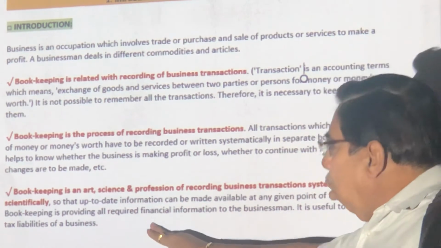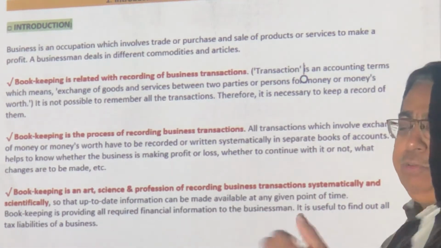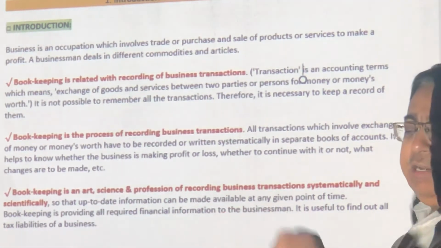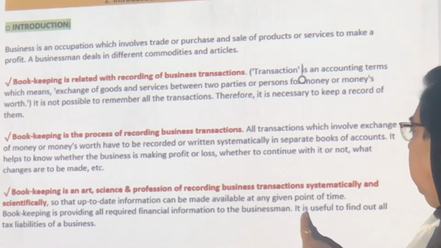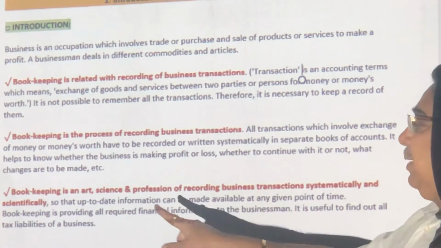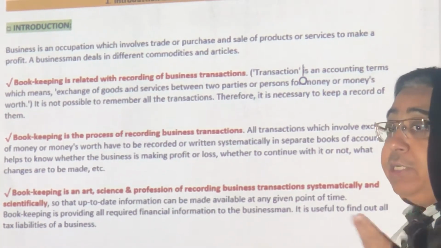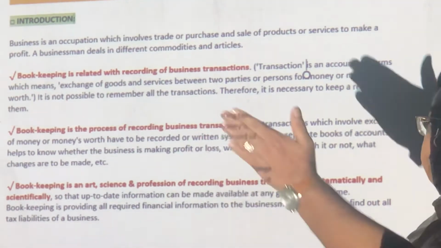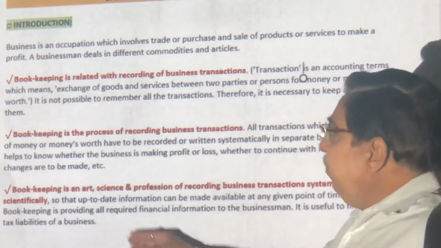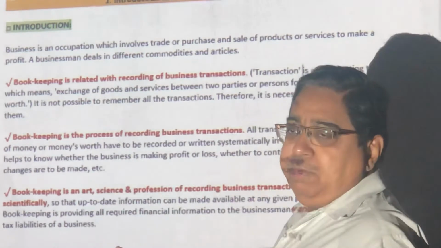Bookkeeping gives all that is required. Tell me how much electric bill is there, how much salary is remaining to pay, how much do I have to pay for the raw material. It is useful to find the tax liability, how much income tax I have to pay. In the end, if I don't have money, they will close my business, put me in jail. So I must know.